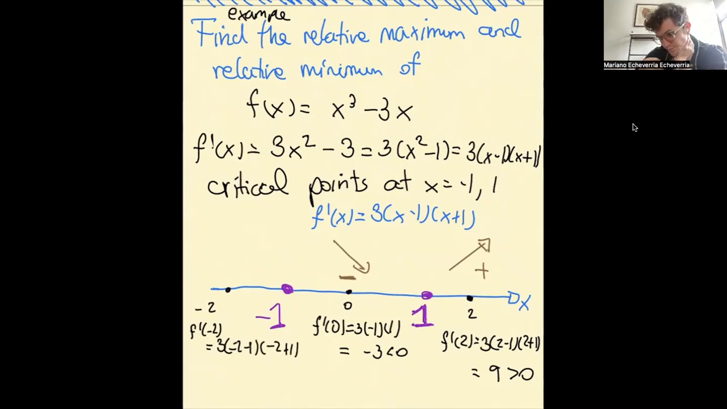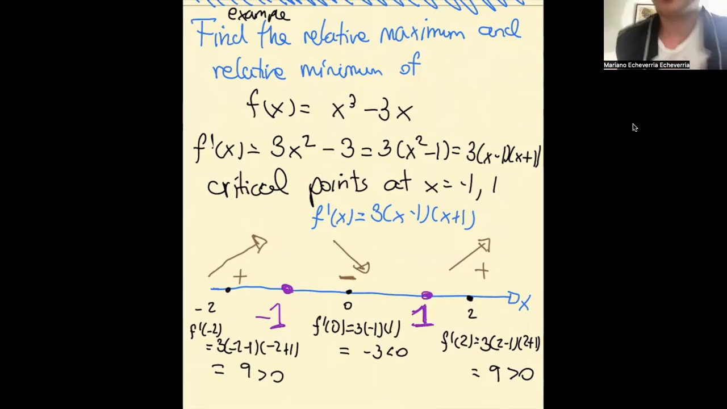This gives you -9. No, this should give you 9. So this is positive. Since the first derivative is positive, you should draw an increasing arrow. Is that making sense?